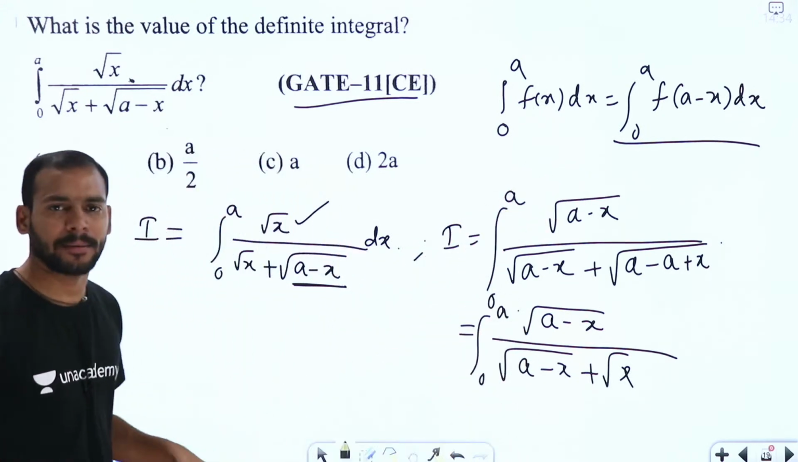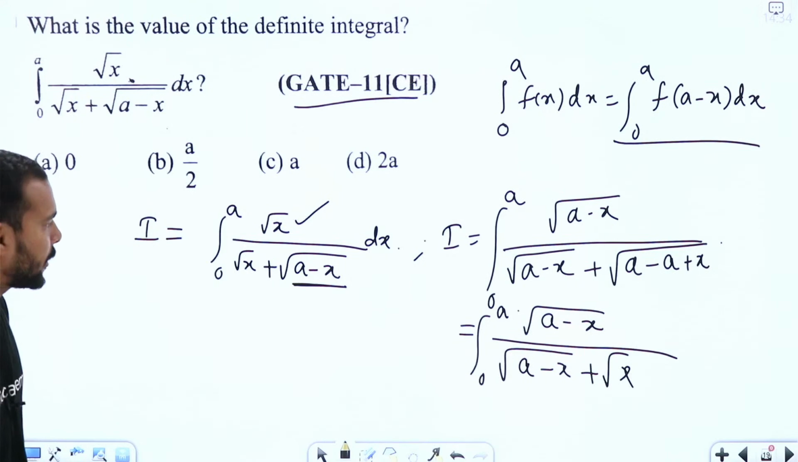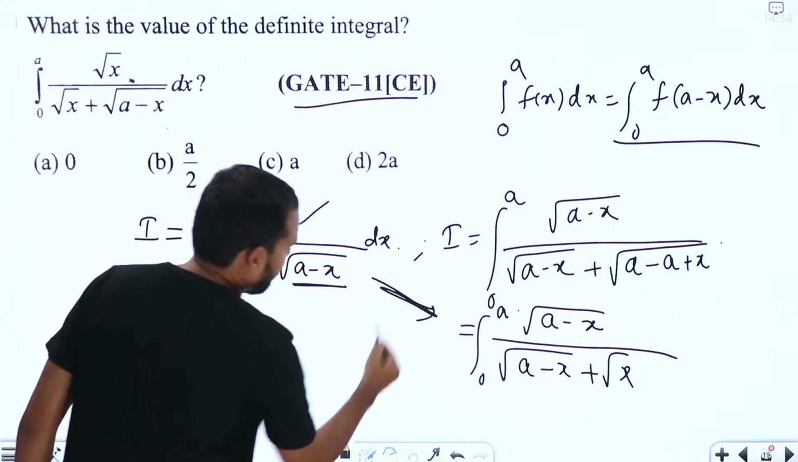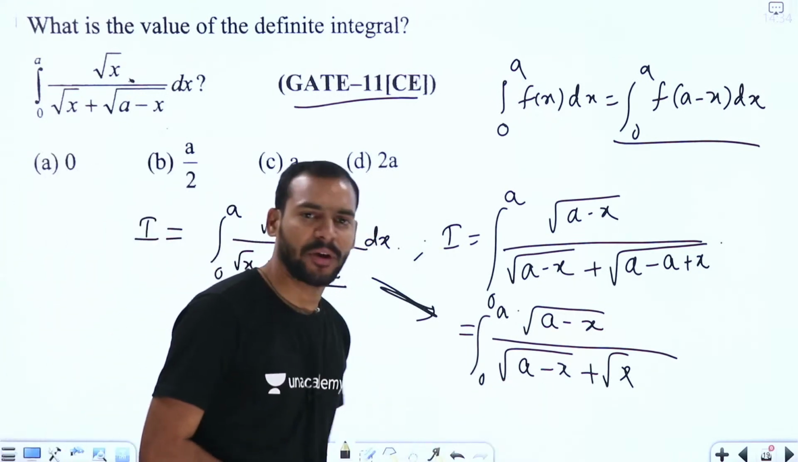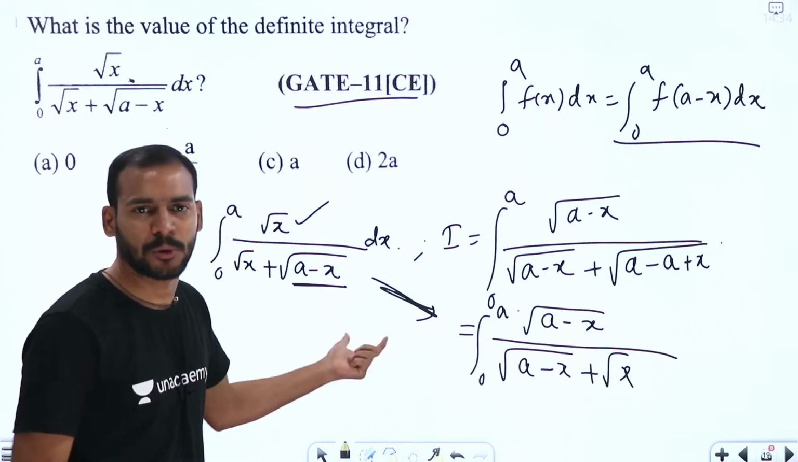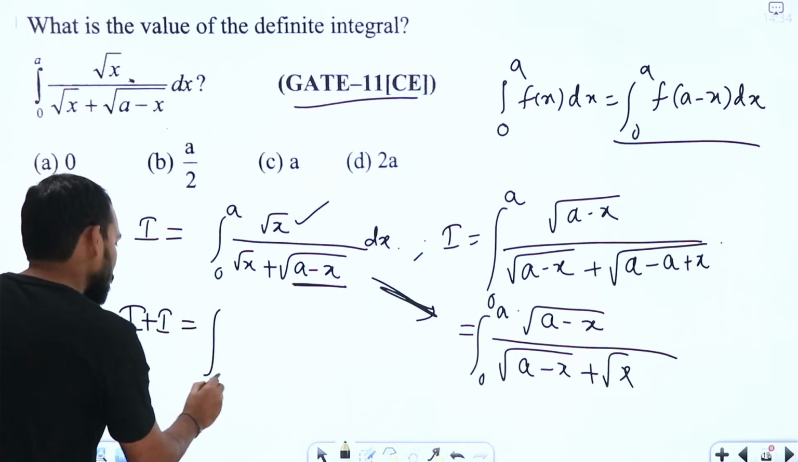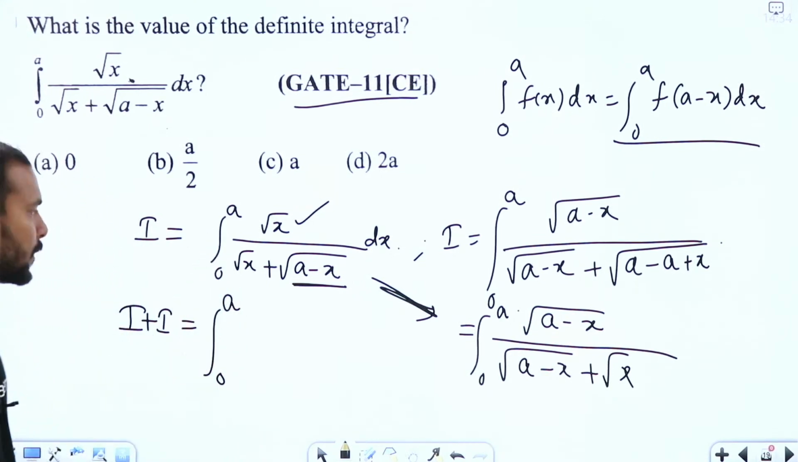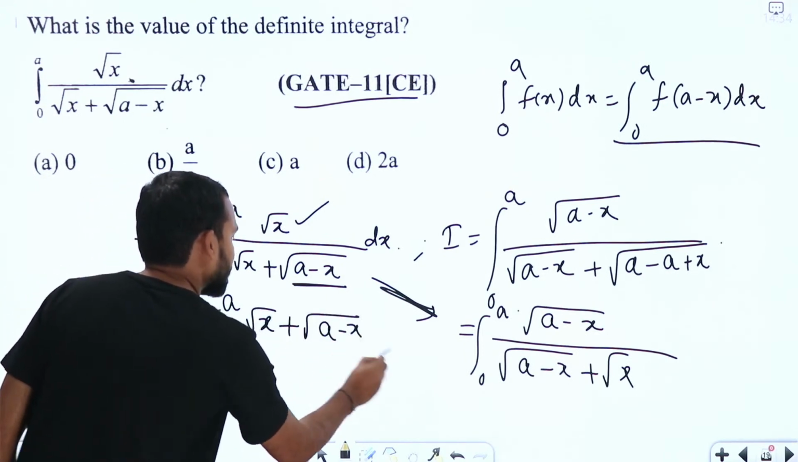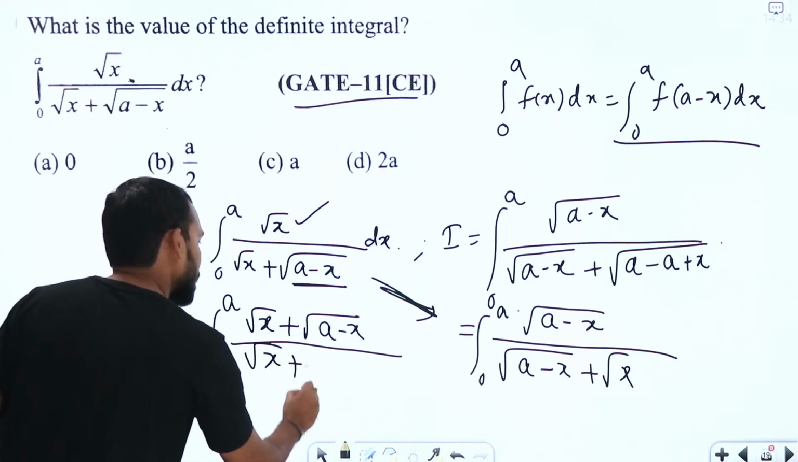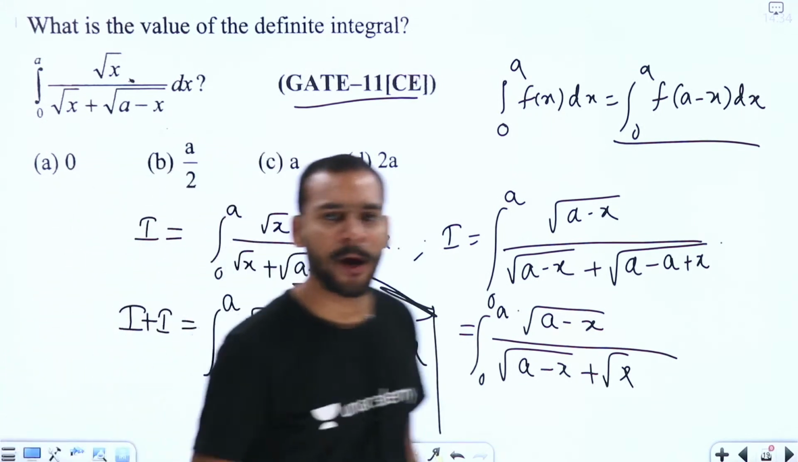So what can be done in order to make this more simplified, or to give the answer directly? If you look at the denominator, in both terms the denominator is the same, which is root x plus root of a minus x. So if I add these two, I plus I is equal to the integral from 0 to a, where the numerators are added, root x plus root of a minus x, divided by root x plus root of a minus x, dx. I hope it is clear.